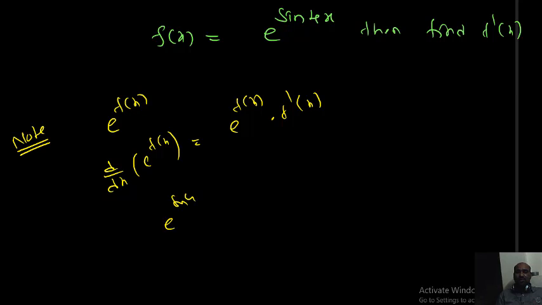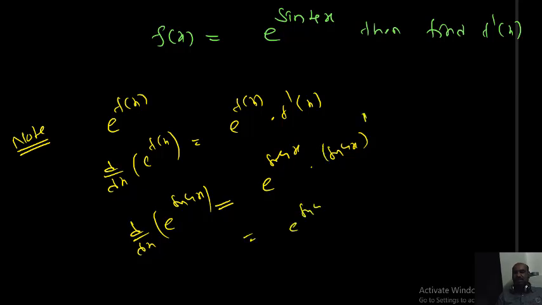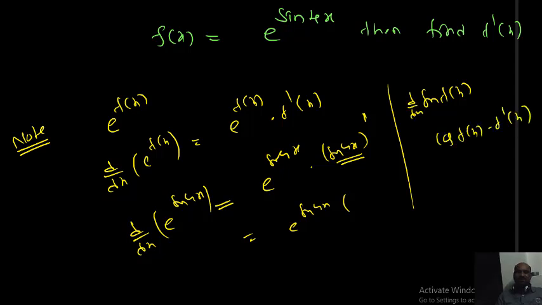e power sine 4x, d by dx of that, according to the formula, e power f of x means e power sine 4x into the derivative of sine 4x. So that is e power sine 4x as it is. Again, the derivative of sine f of x is cos f of x into f dash of x. So this is cos 4x into the derivative of 4x, which is 4. So what I get is the answer for the problem.